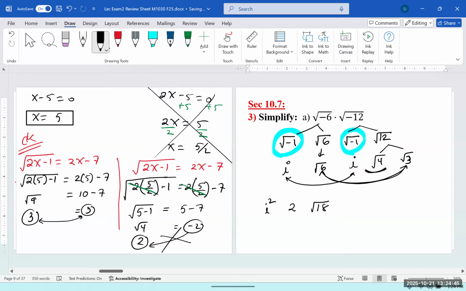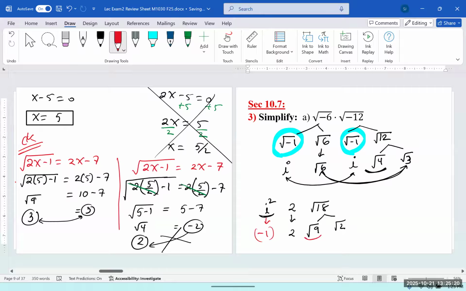But 18, can you reduce 18 by a perfect square number? What two numbers do we get from 18? 9 and 2. Square root of 9, square root of 2. 2 is whole number, we bring it down. But how about I square? -1. I square gives us -1. The 2 has nothing to do, so we bring it down. 18 we split into 9 and 2.